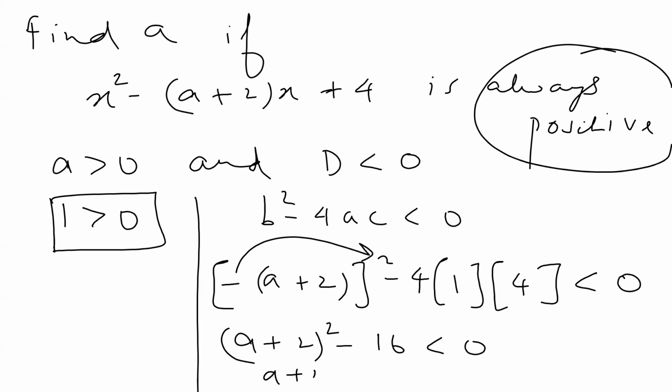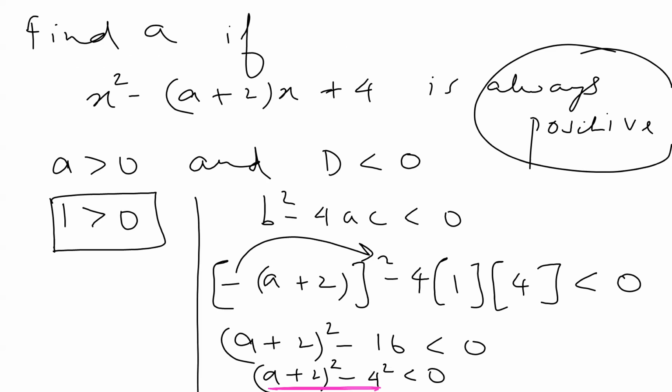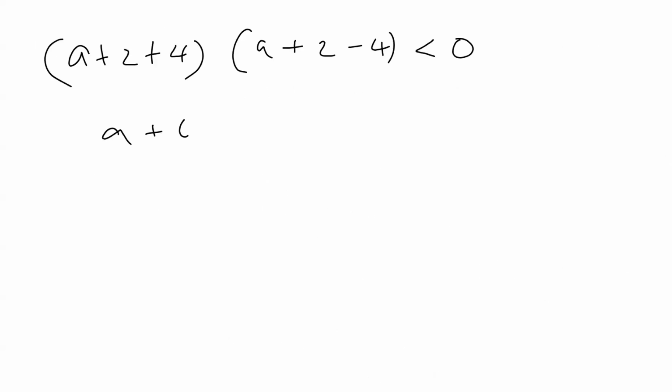So A plus 2 the whole square minus 4 square lesser than 0. Now what you can do? Otherwise you can just open the brackets also over here, not a problem. So A square minus B square, A plus B, A minus B. So A plus B and A minus B is lesser than 0. A square minus B square: A plus 6, A minus 2 less than 0.